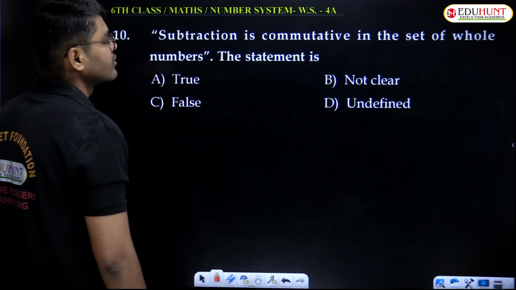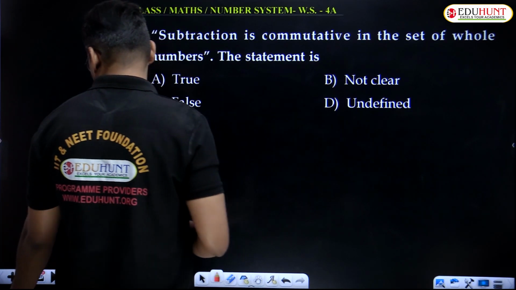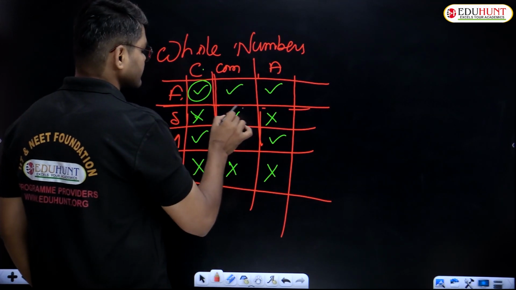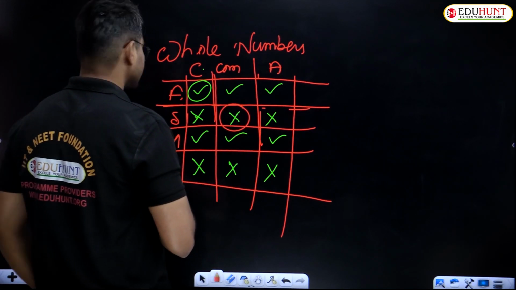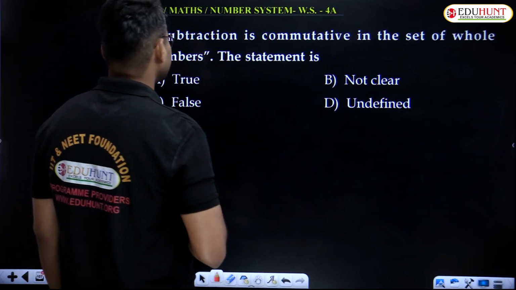Subtraction is commutative in the set of whole numbers. The statement is, already we have seen that. Check this table. Commutative subtraction. True or false? Not at all possible. So directly we can say that false.